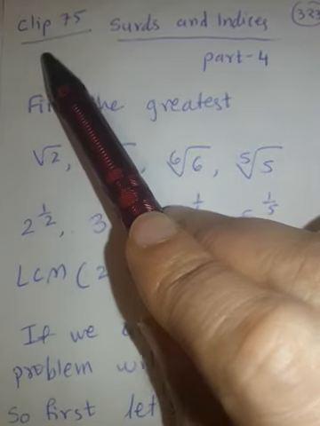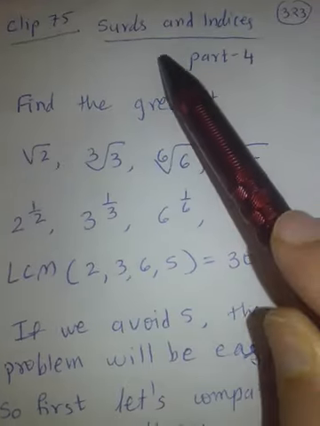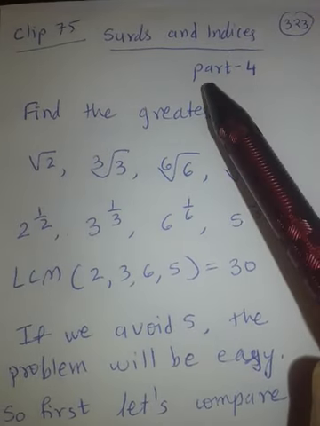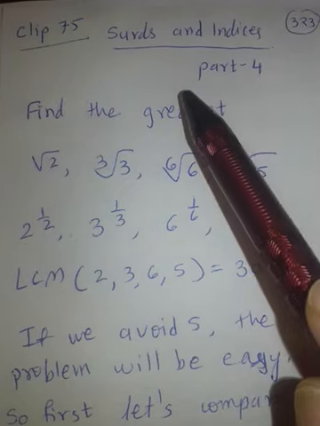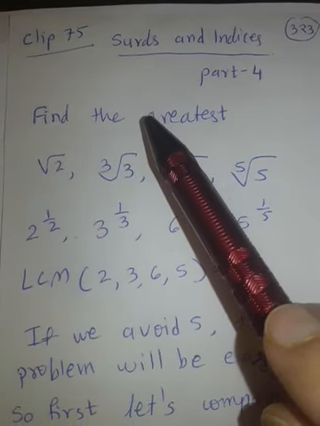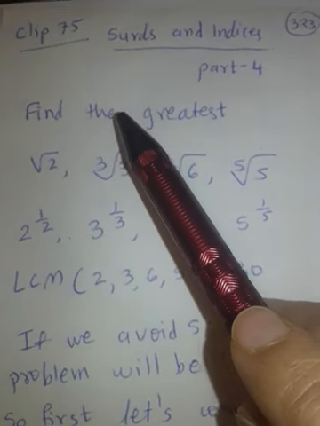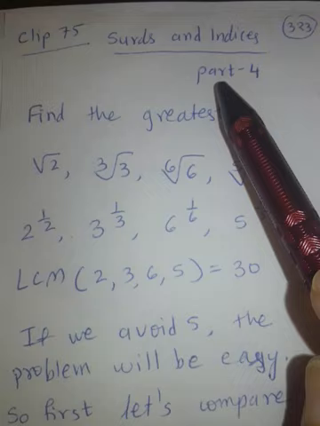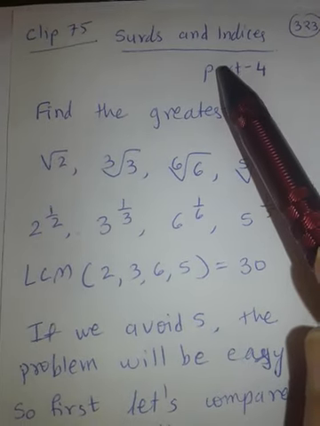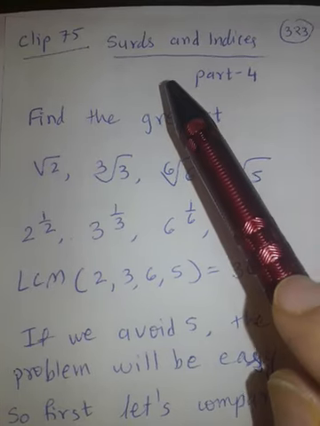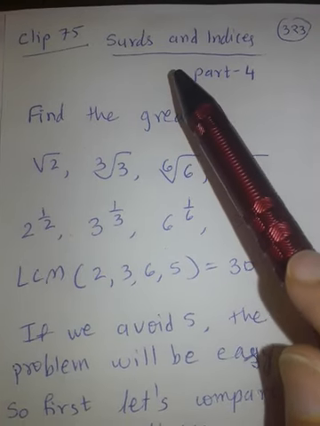Today we are going to do clip 75, part 4 of Surds and Indices. In the first 3 parts, if you have already watched, we have solved a few problems using shortcuts. We have also arranged surds in ascending and descending order. I have provided you one chart at the end of part 1 of Surds and Indices, and I have asked you to memorize a few powers of a few numbers from 2 to 10.